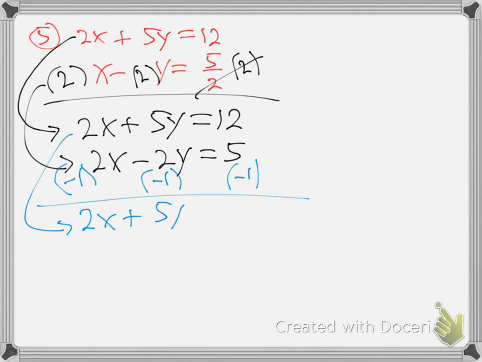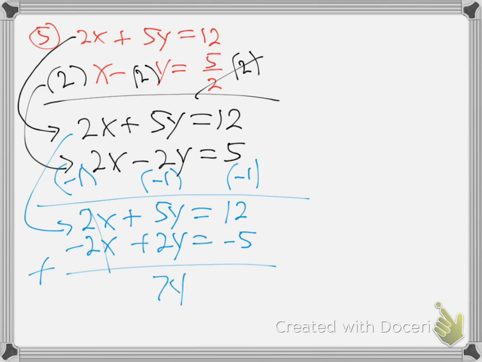So what do we got? 2x plus 5y is 12. Minus 2x plus 2y is minus 5. Add these up. X's cancel. 7y is 7. Divide by 7. Y is 1. So we got y equals 1.